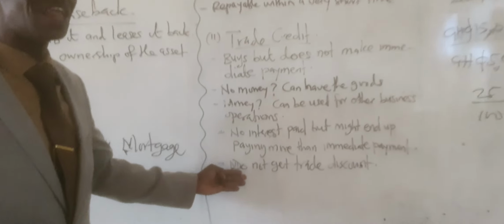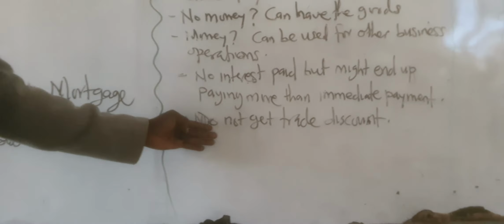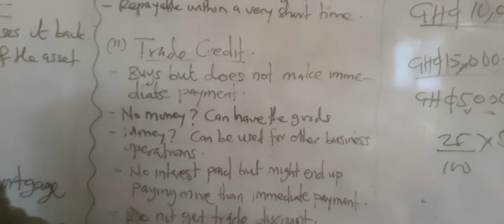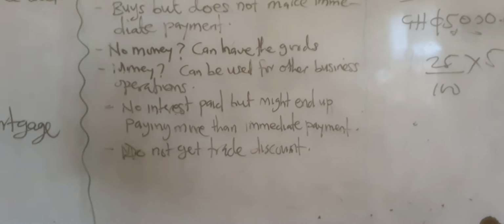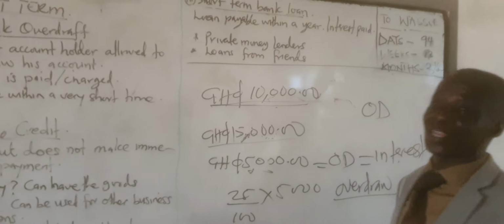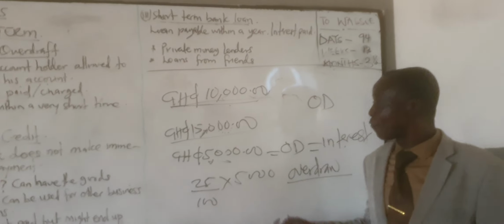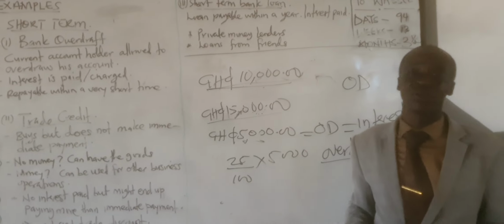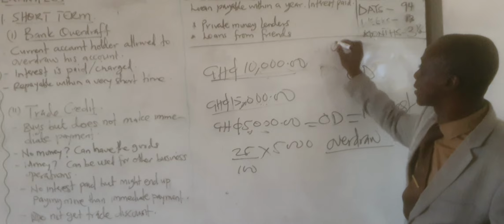And anybody who buys goods on trade credit will not get what we call trade discount. What is trade discount? Very simple. Somebody might tell you that if you buy goods worth 10,000 and you make immediate payment, he will give you a discount of, let's say, 10%.